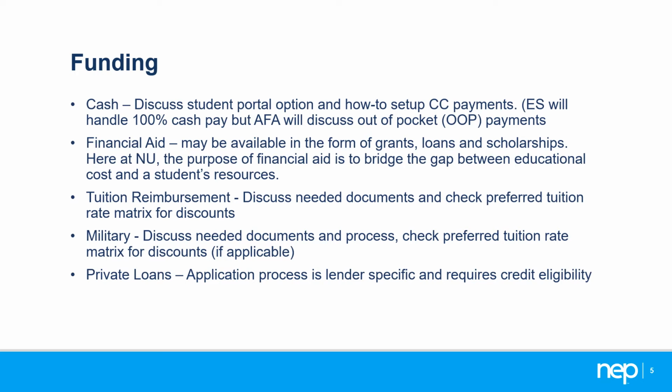Next, you'll want to discuss all of the funding resources a student might have available. For cash, discuss the student portal and how to set up credit card payments. For financial aid, you might say that it's available in the form of grants, loans, and scholarships depending on eligibility. Tuition reimbursement is available, but discuss the needed documents and check the preferred tuition matrix for discounts.